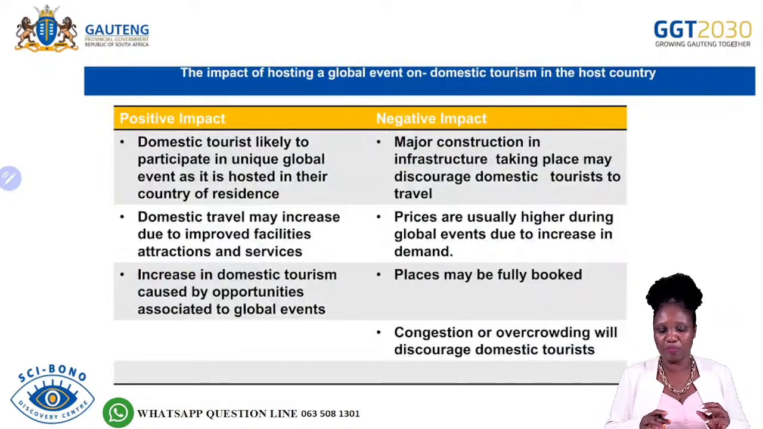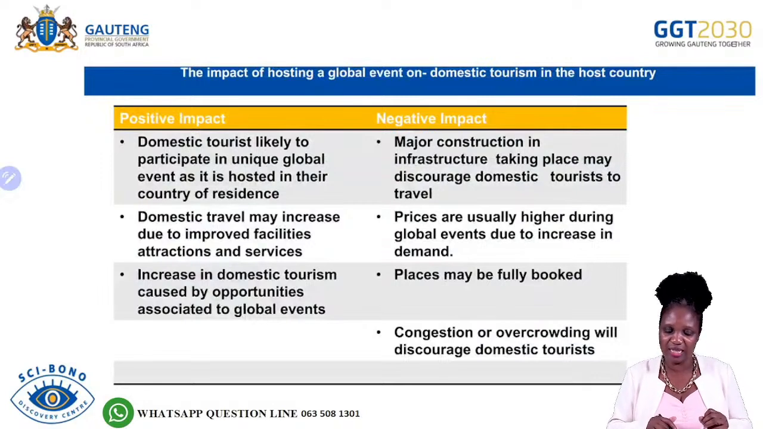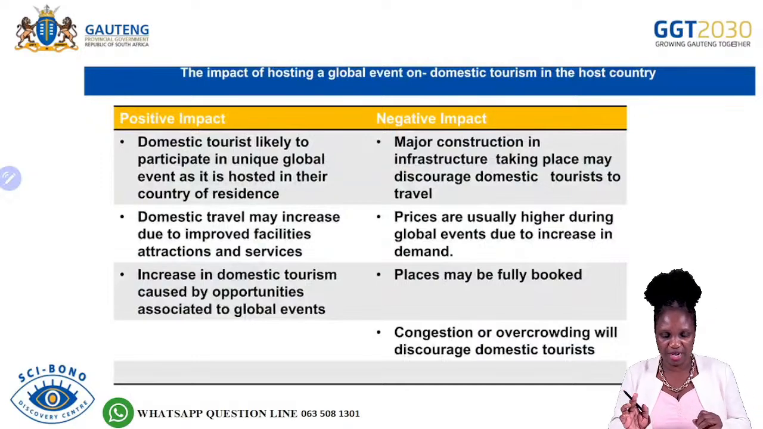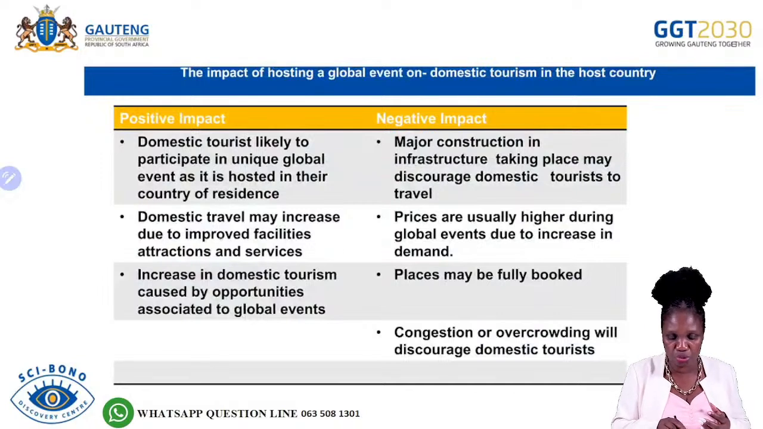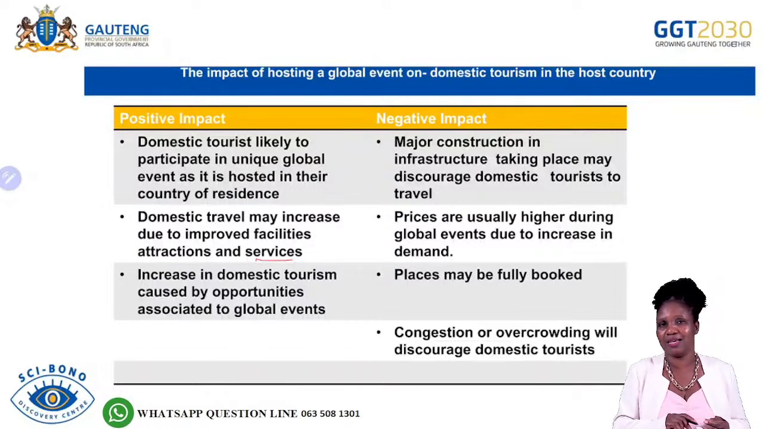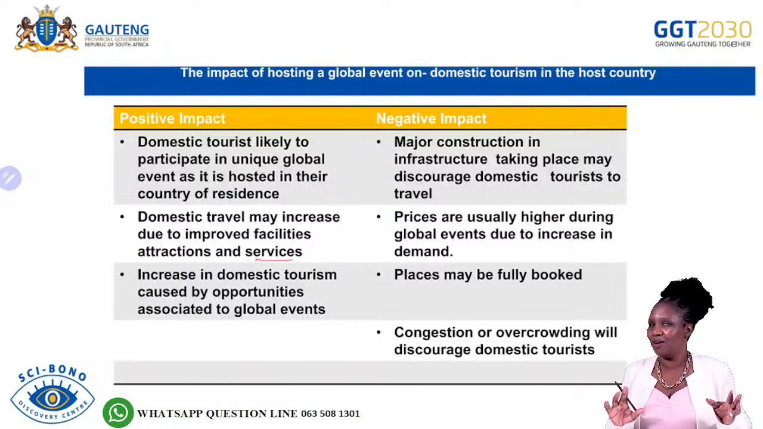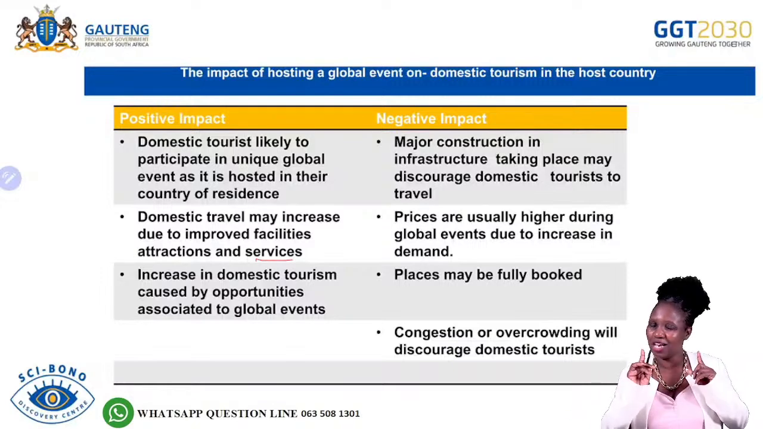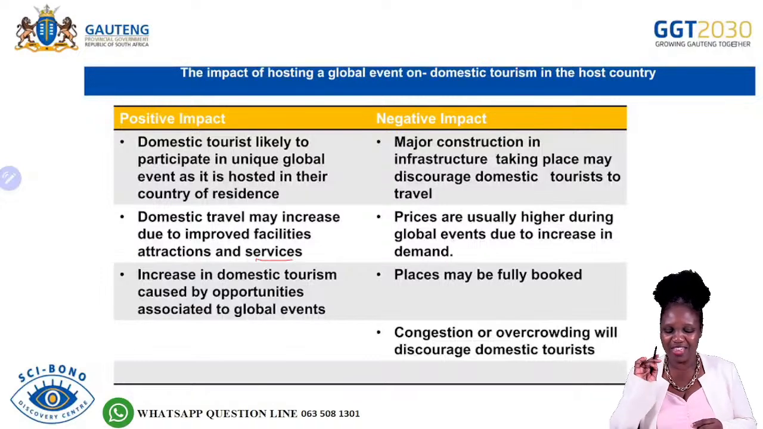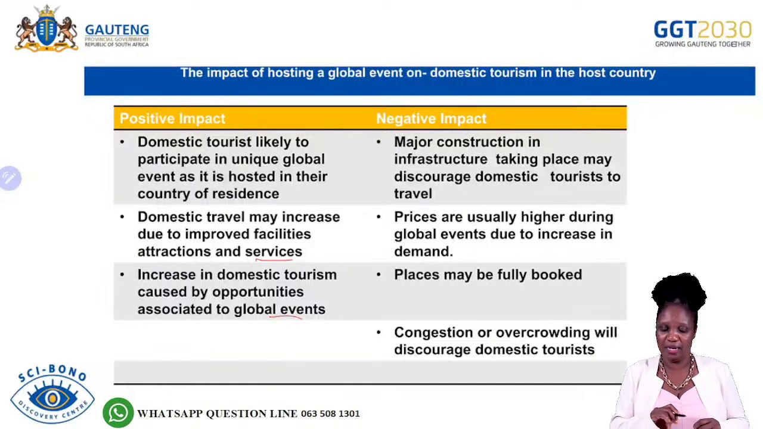Domestic tourists are likely to participate in a unique global event as it is hosted in their country of residence. All right. Then domestic travel may increase due to improved facilities, attractions, and services. Then people will tend to travel. They travel within the borders of the country. That is domestic tourism. And then an increase in domestic tourism caused by opportunities associated with global events.